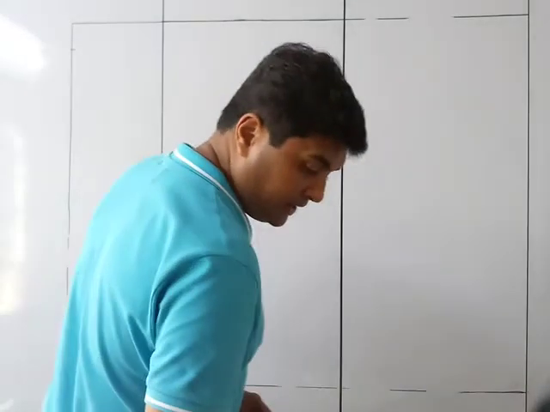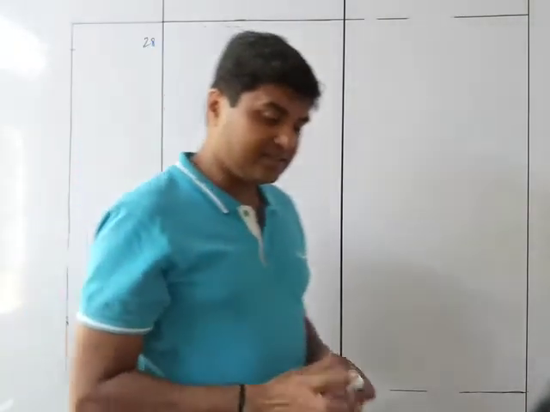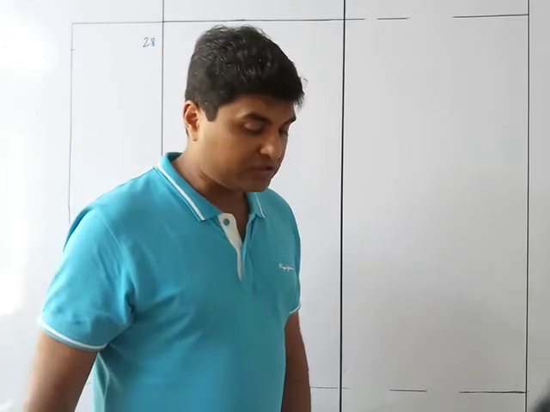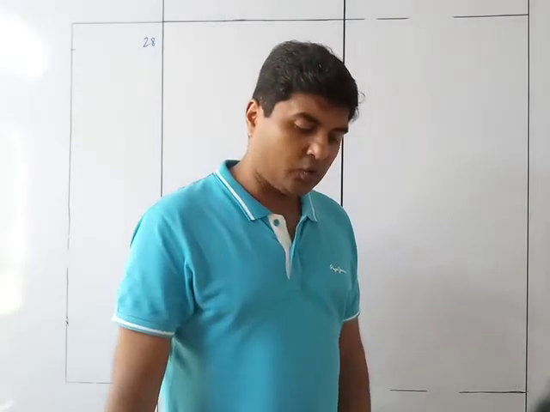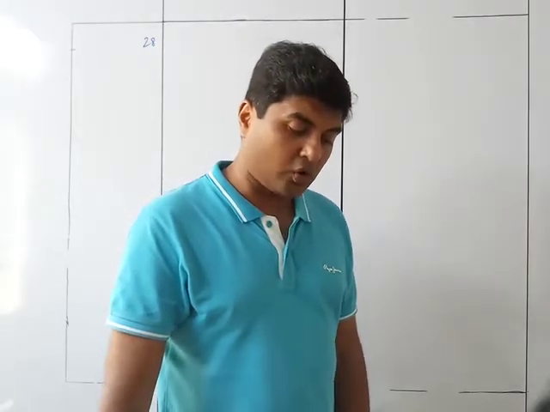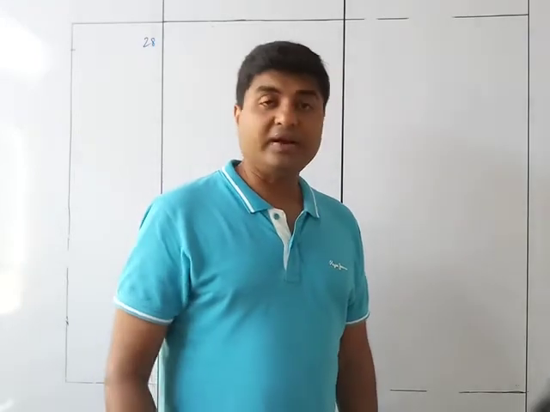Okay, now we see the next sum, that is sum number 28. Sum number 28 is related to speed, distance, time. A train covered a certain distance at a uniform speed. If the train was 30 kilometers per hour faster, it would have taken 2 hours less than the scheduled time. If the train was 15 kilometers per hour slower, it would have taken 2 hours more than the scheduled time. Find the length of the journey.